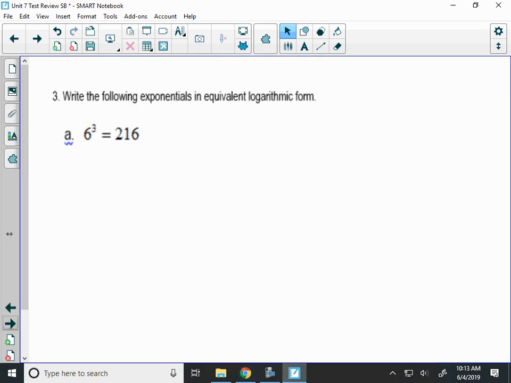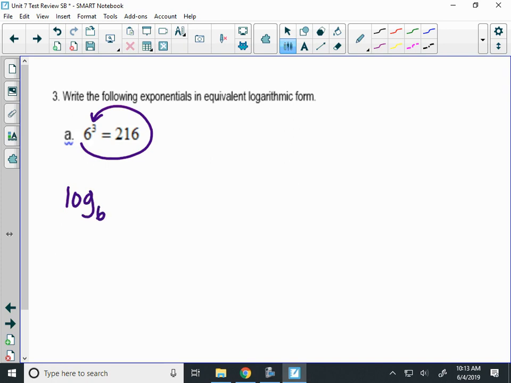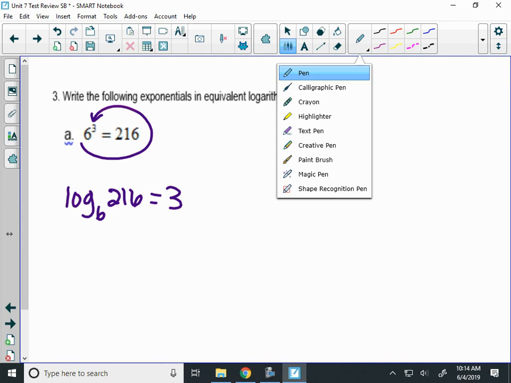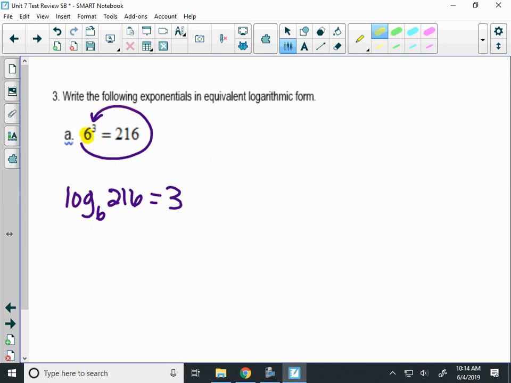Alright, number 3a. We're writing this now in logarithmic form. We're doing the opposite of what we did in number 2. You still make your curly Q, but you write log base 6 of 216 equals 3. Alright. Remember, the base of the exponential is the base of the logarithm, and the exponent is always the answer. Alright, those are the basics.